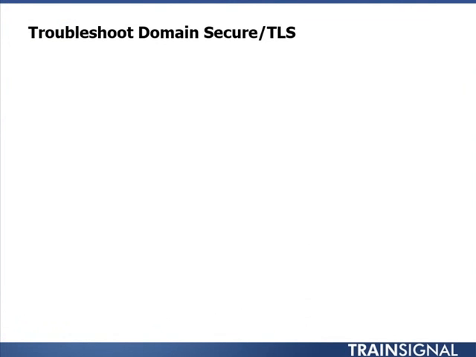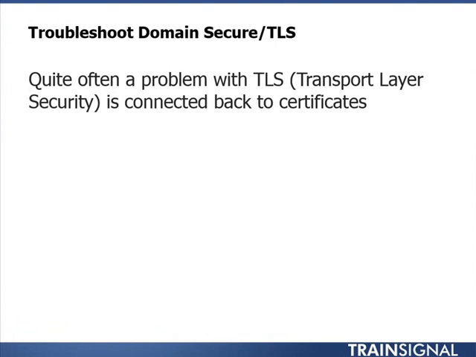Let's talk for a moment about troubleshooting domain secure TLS. Quite often, a problem with TLS, transport layer security, is connected back to certificates. So you recall we've talked about this before. You're looking at a situation where we connect to a partner organization. Whereas normally you send email out to the internet and it goes to recipients based upon the MX record, or through a smart host, which also then uses MX records on the internet in order to find the recipient servers. Either way, mail gets delivered without a problem.